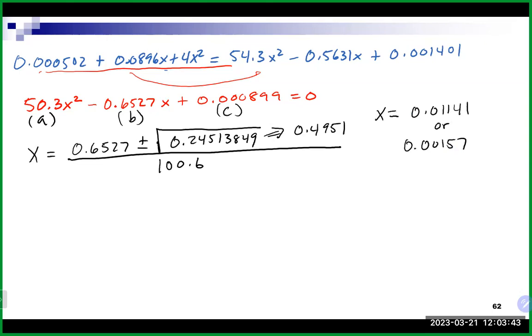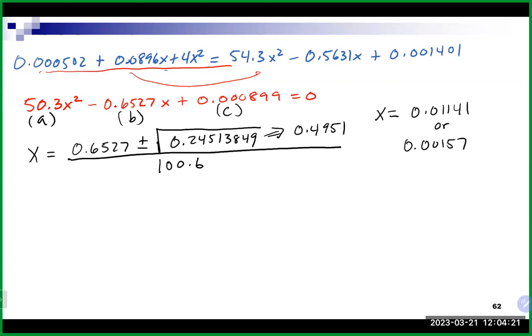Any questions so far on that there? Yeah. I didn't divide, I basically subtracted it over to combine the terms. So basically 54.3 minus 4x, and then minus 0.5631 minus 0.0896, and then 0.001401 minus 0.00502. So in this case, everything on the left-hand side gets subtracted from everything on the right-hand side to combine them. Other questions?